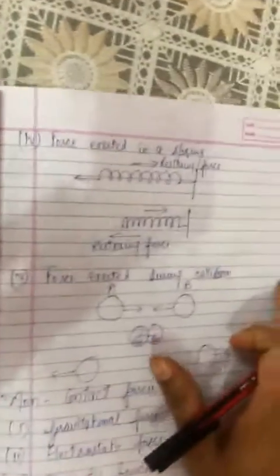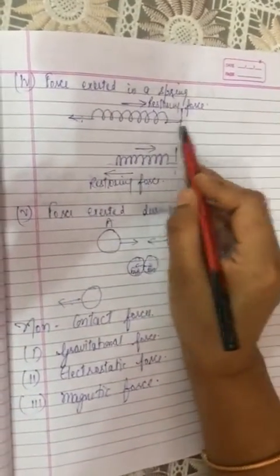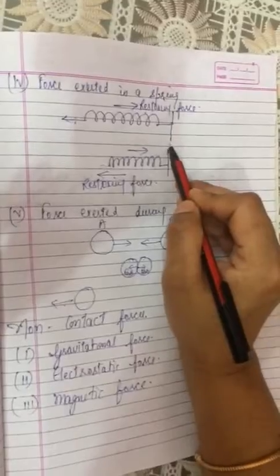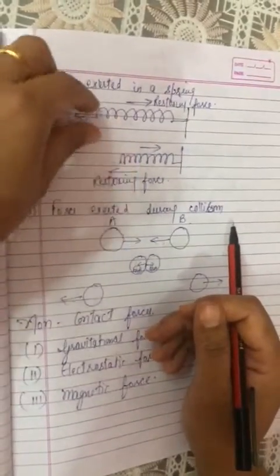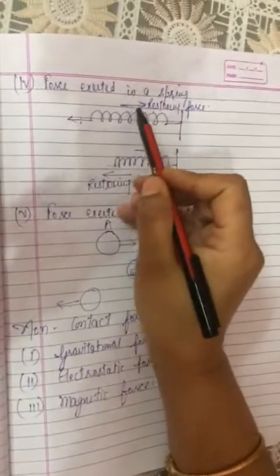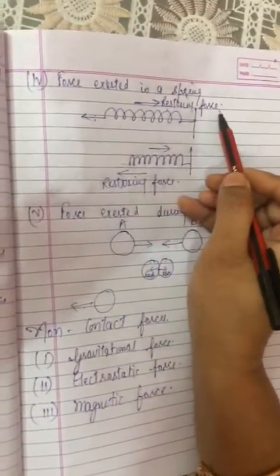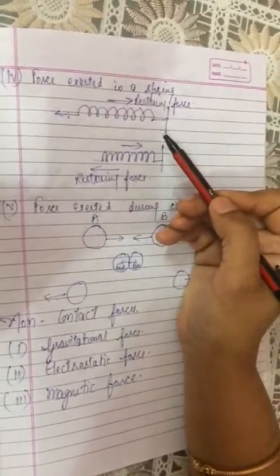So next is the force exerted in a spring. If we have a spring whose one end is attached to a wall, and we just stretch the spring, what will happen? The restoring force will come into play, and it will bring the spring to its original position.